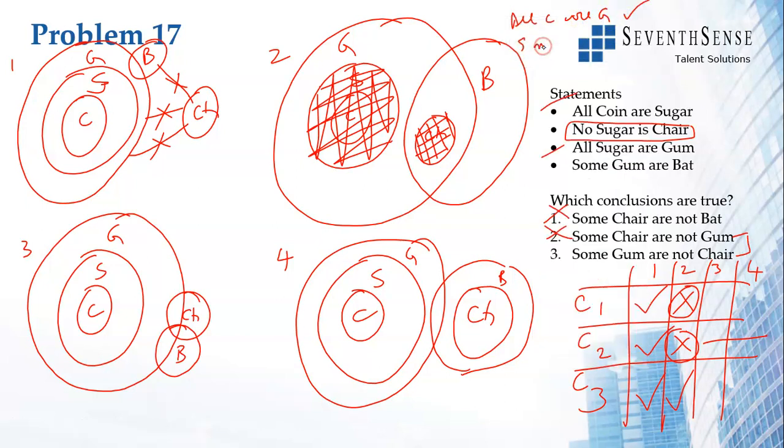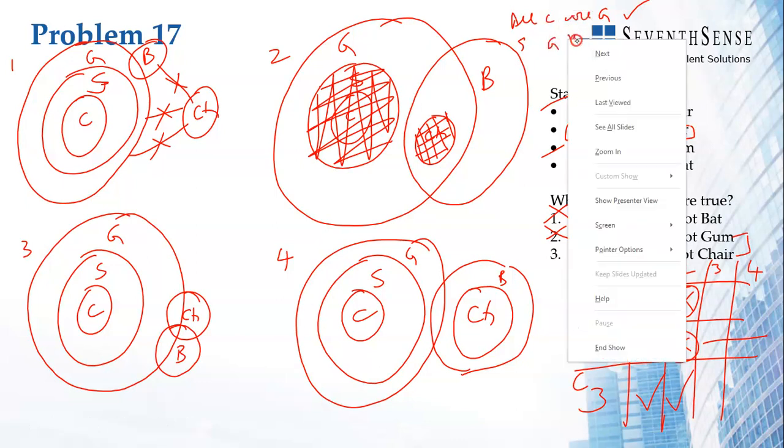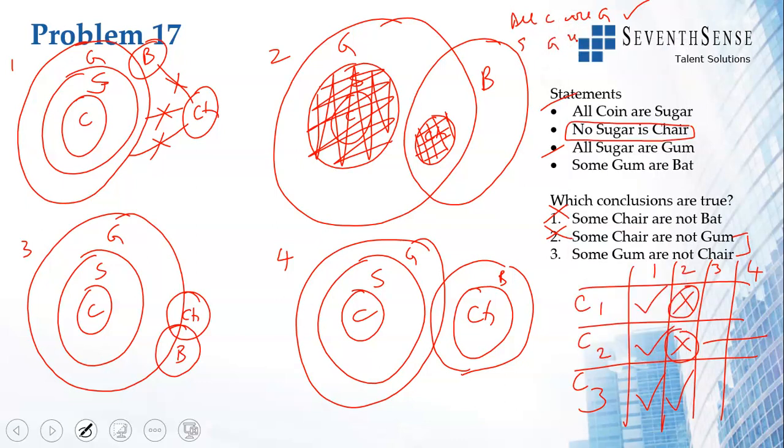Let me just write it here, because I might not have enough space. All chairs are gums is true because all chairs are inside gums. Some gums are chairs is true because in this area some gums are chairs. Some gums are not chairs is also true because this part can never be chairs because they are sugar. That is why we have put a tick for some gums are not chairs.